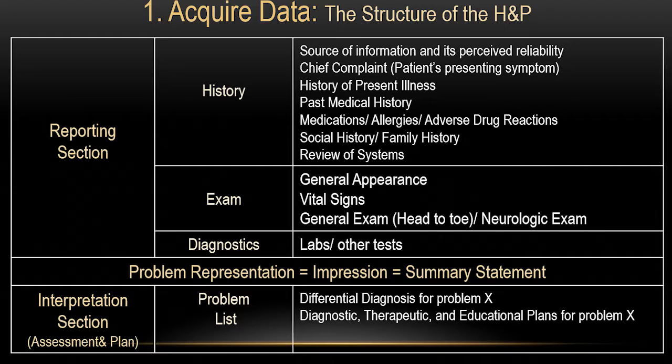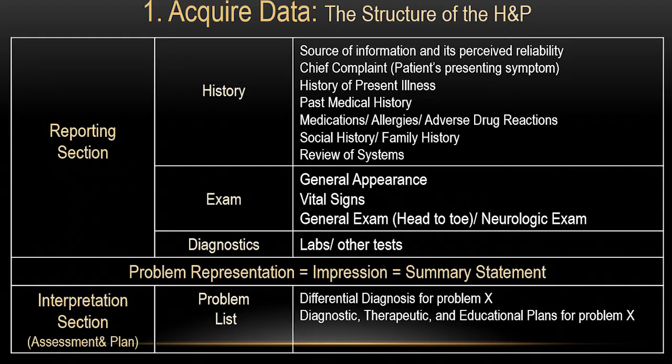And in the physical exam, we start with a general statement that describes the general appearance of the patient, followed by the vital signs, and then we do the general exam and we end it with the neurologic exam. And then we get to the tests and do different tests, whether lab tests or something like EKG, chest x-ray, etc.